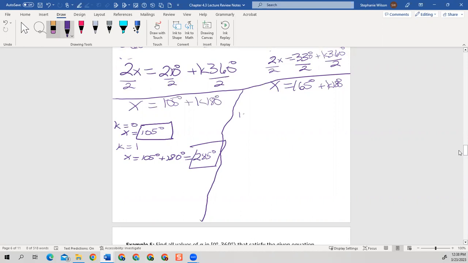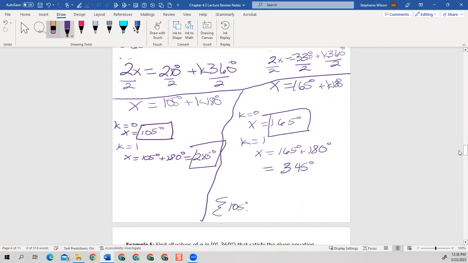Let's come over here and find when k is equal to 0. I'm going to plug in 0. Well, x is equal to 165 degrees. Let's plug in when k is equal to 1. We'll get x is equal to 165 degrees plus 1 times 180. So I'm going to put a box around this one. 165 plus that 180 gives me 345 degrees. So my sets are going to be 105 degrees, 165 degrees, 285 degrees, 345 degrees.